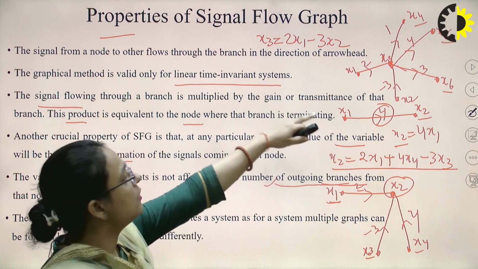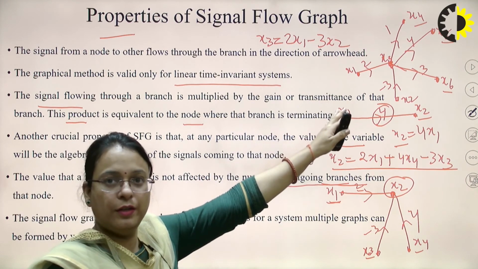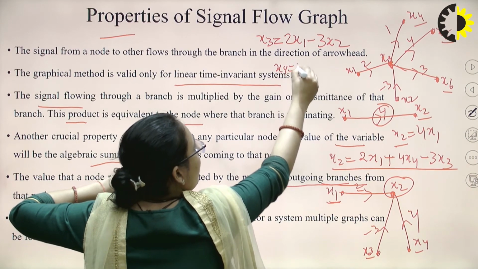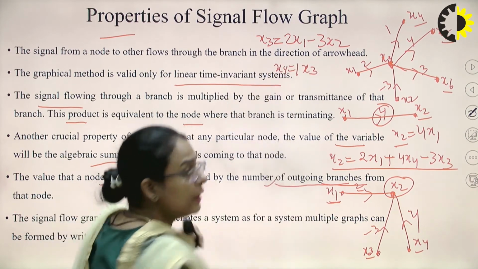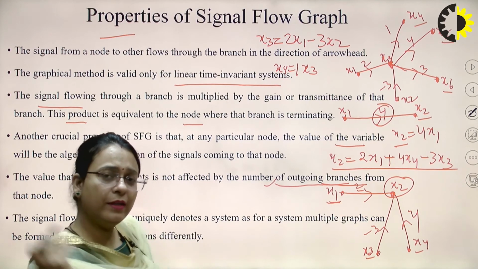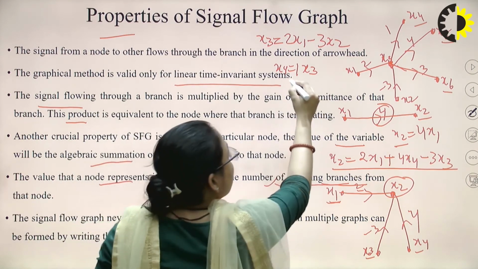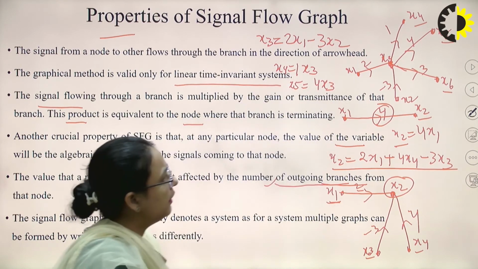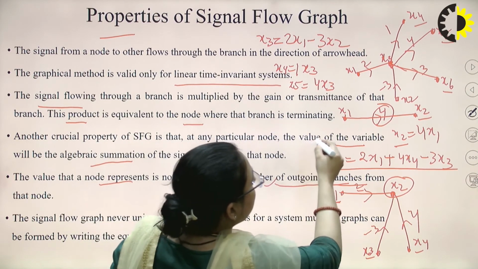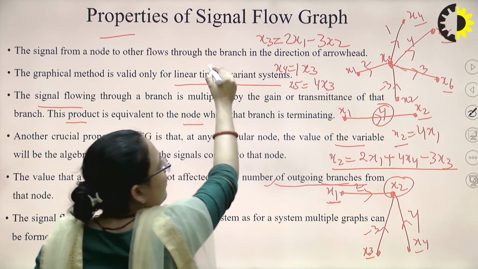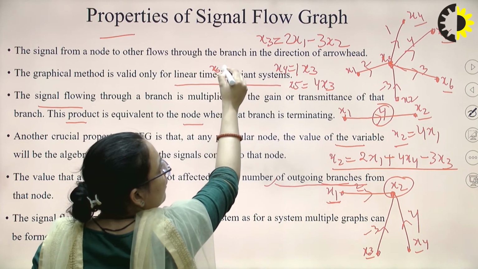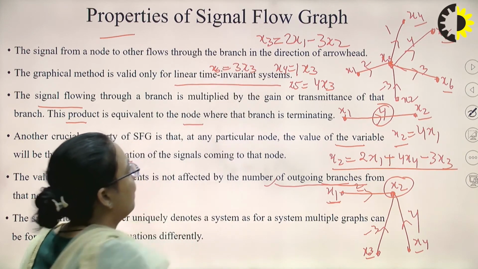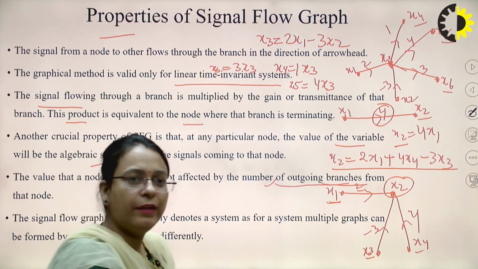The three branches which are going away from x3 can be written as: x4 equals 1 times x3, which is a separate equation between x3 and x4. x5 can be written as 4 times x3, and similarly x6 will be equal to 3 times x3. Hope my point is clear to you.